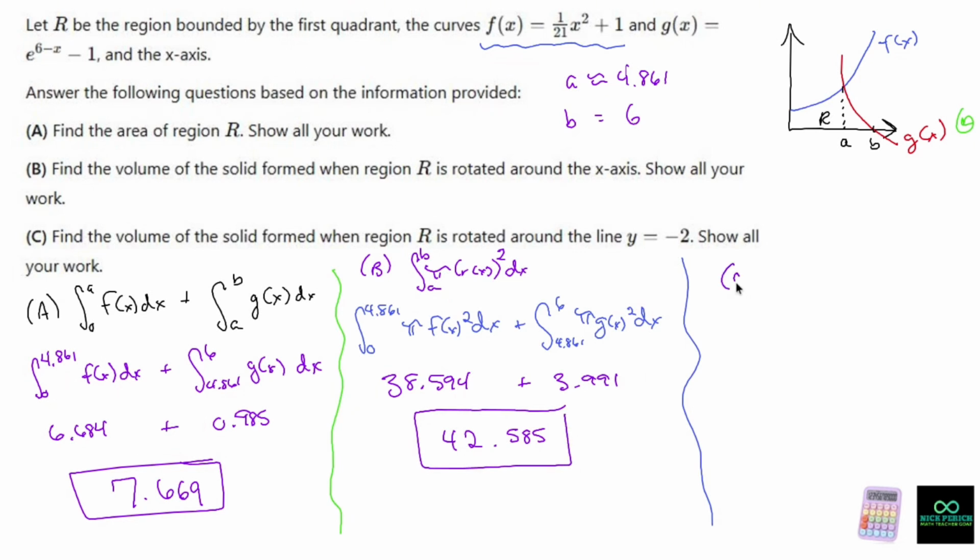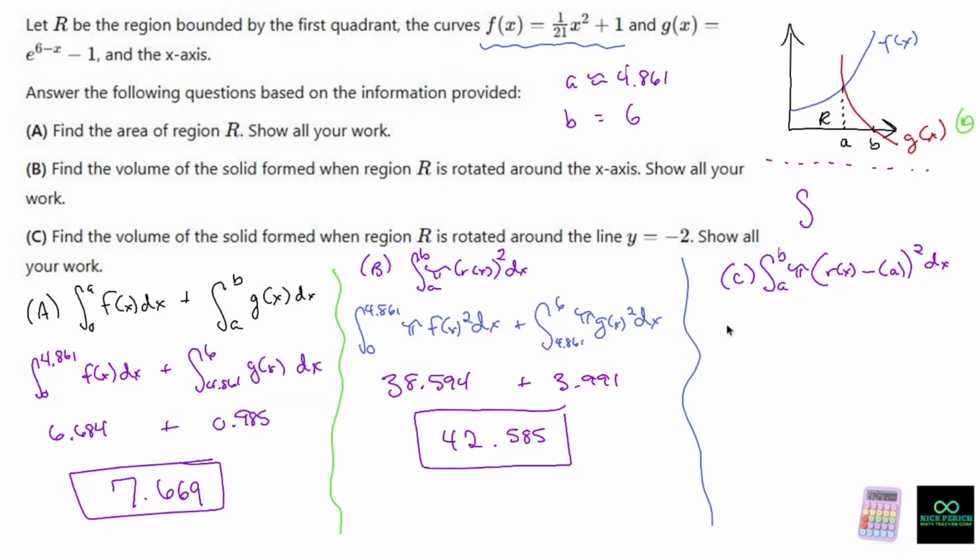Now, C is extremely similar to B. C is saying instead of rotating it around the x-axis, rotate it around the line y equals -2, which is this line way down here. This requires the washer method. And generally speaking, what you do with the washer method is you would integrate, right? And I'll write it down here. You would integrate from A to B. You would still do whatever function that you have, right? You would still have pi out there. But then what you would do is you would take whatever your curve is, minus whatever number that y equals is, and then square it dx.